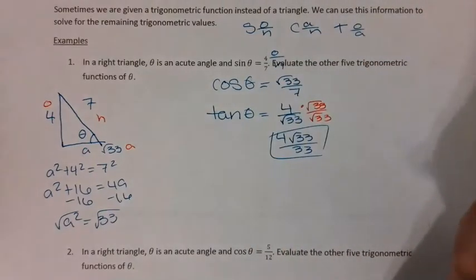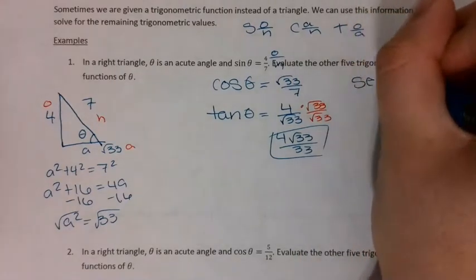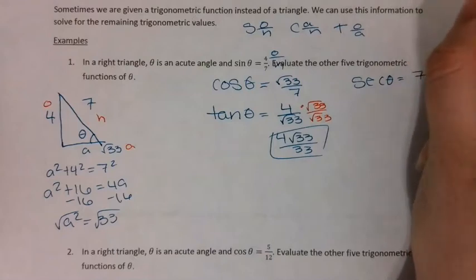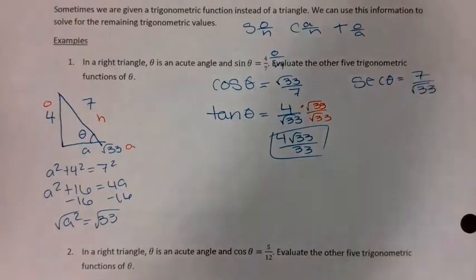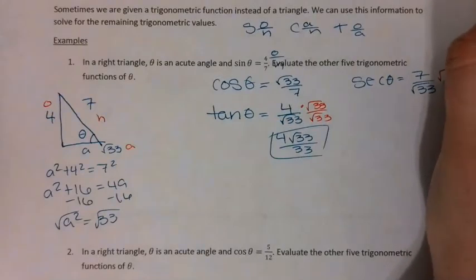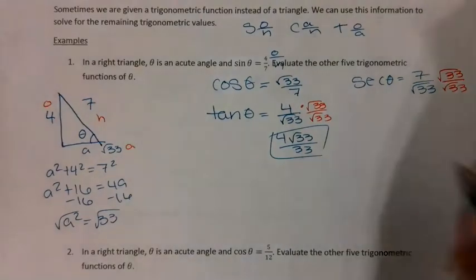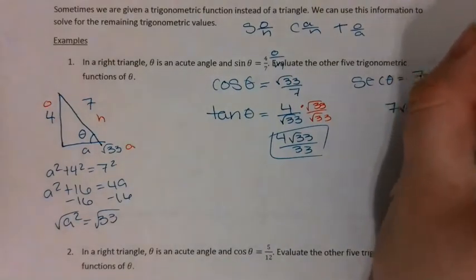Then I want to find my inverses of these two. I have secant of theta, which I flip, so I have 7 over the square root of 33. Then I want to simplify and multiply by square root of 33 over square root of 33. I end up with 7 square root of 33 over 33.